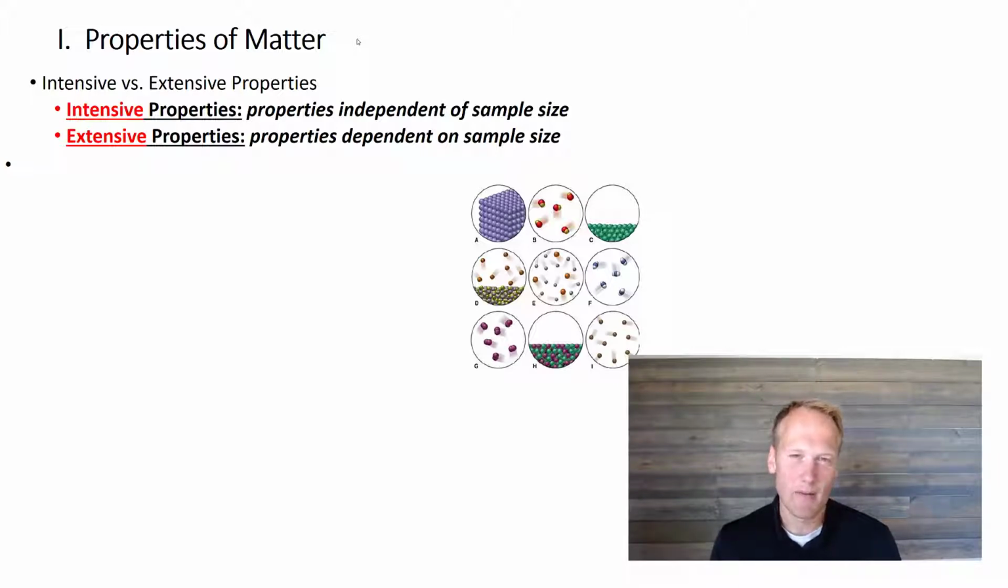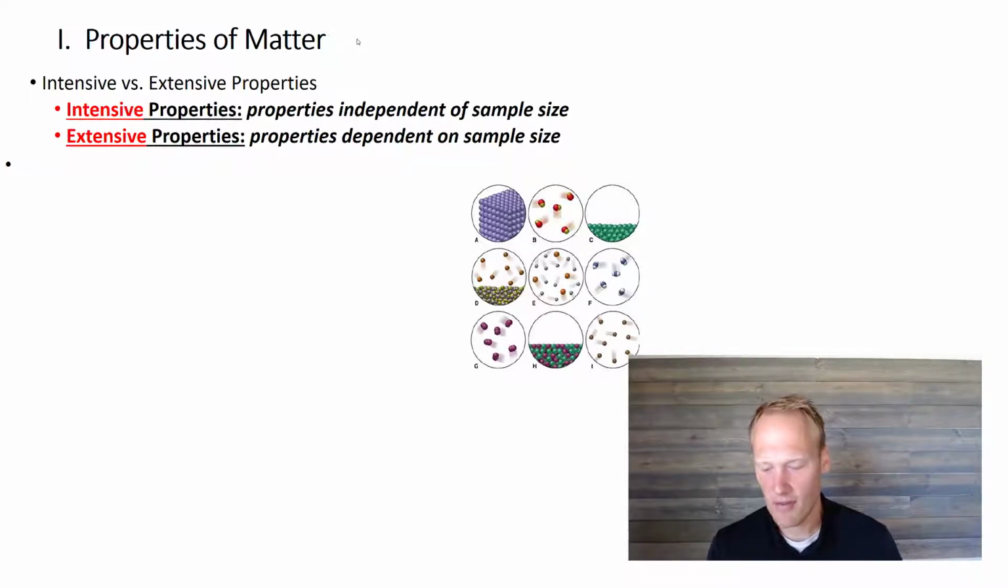One of the ways is with intensive and extensive properties. Intensive properties are properties that are independent of the sample size, meaning that the property will not change no matter how large of a sample you have. I like to say intensive properties are so intense they never change, which is weird, but it helps you remember the difference between intensive and extensive. Extensive properties are dependent on sample size, meaning that the property changes depending on how much of it you have.